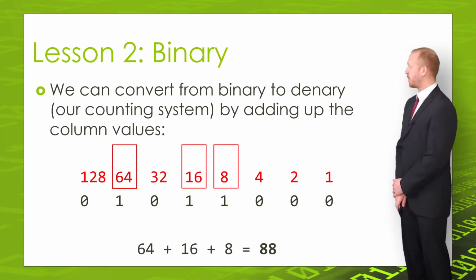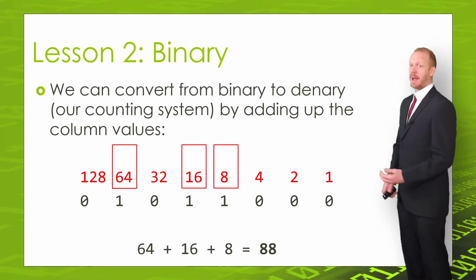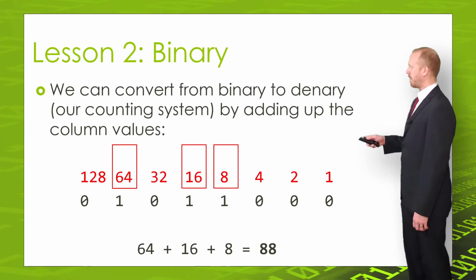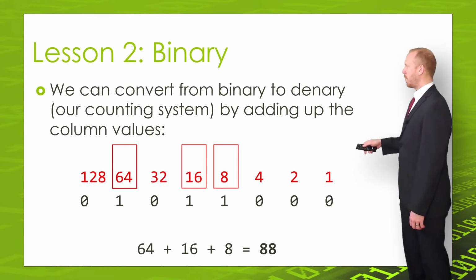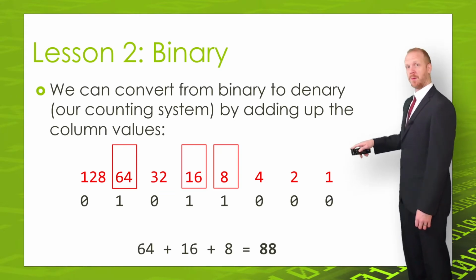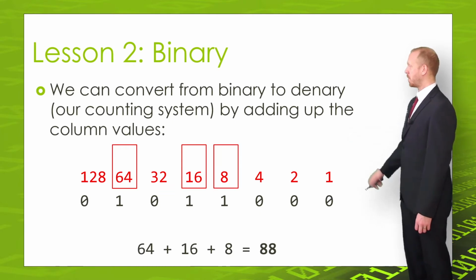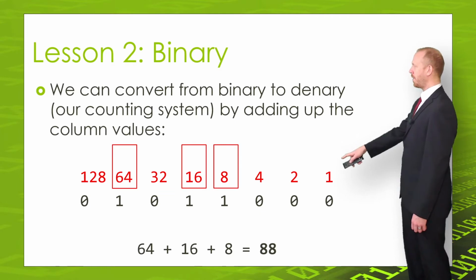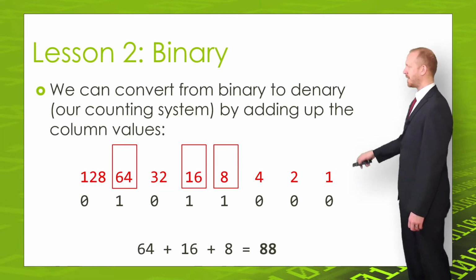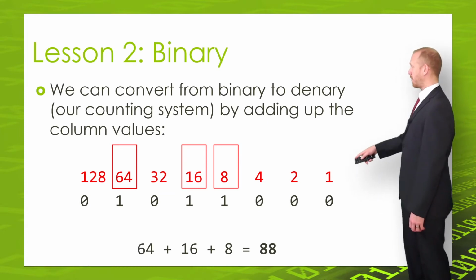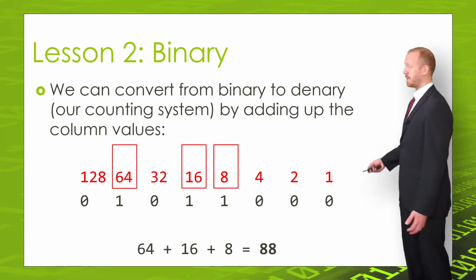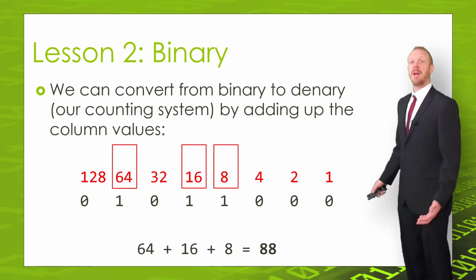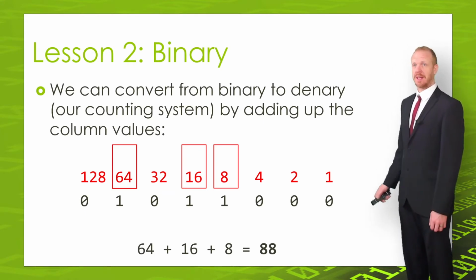We also need to be able to convert between binary and denary, our counting system, by adding up the column values. So this number here, 0, 1, 0, 1, 1, 0, 0, 0, we put in the column values. We start at the rightmost column with a 1 and double each time. So 1, 2, 4, 8, 16, 32, 64, 128. Now everywhere there's a 1, which is the 64, 16 and 8, we add them together. 64 plus 16 plus 8 is 88. So 0, 1, 0, 1, 1, 0, 0, 0 is the binary for 88. Again, a lot more detail on this in the original lesson if you need to recap it.